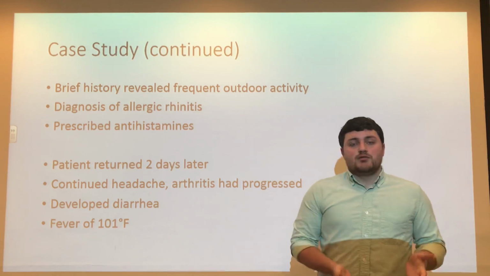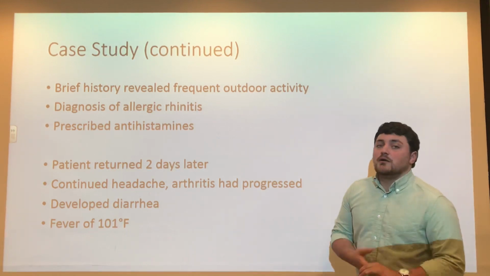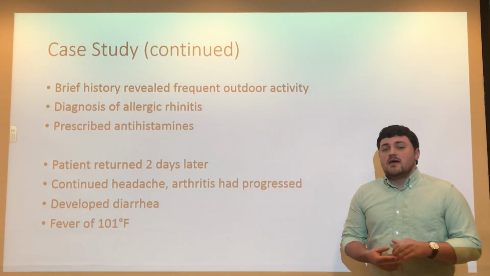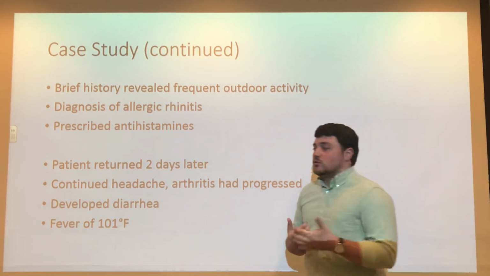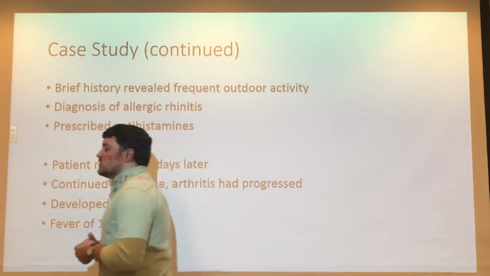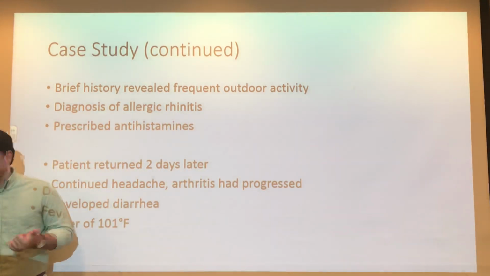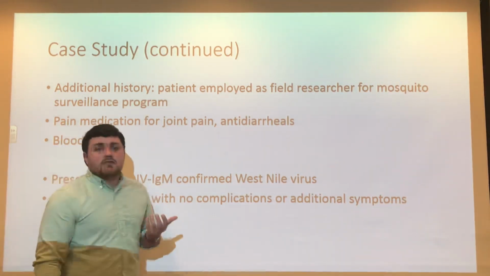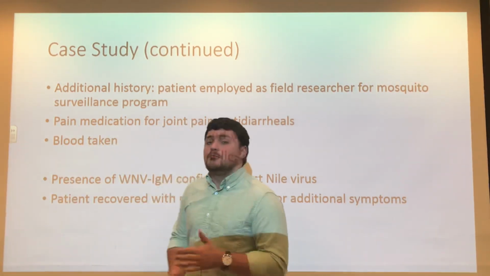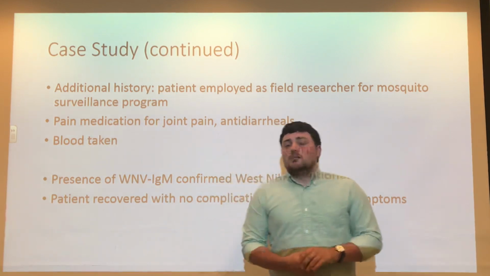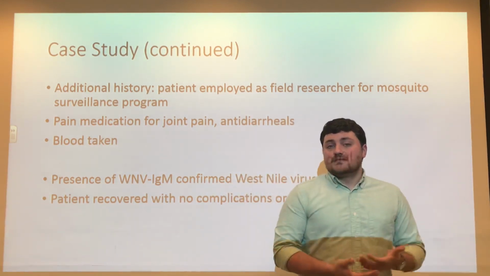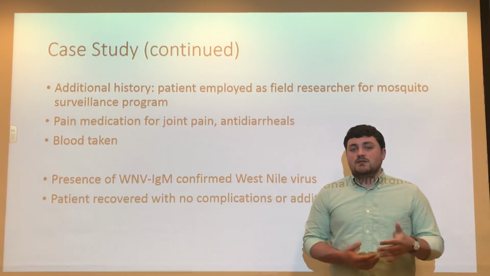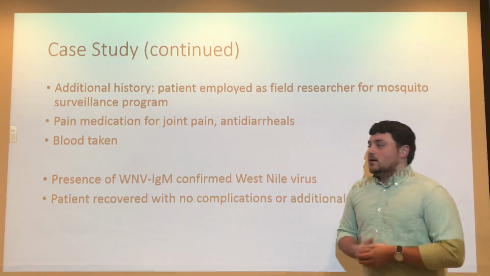Two days later, the patient returned, having developed a new symptom of diarrhea, and also saying that the headache had not gone away but had gotten worse, and that the arthritis in his joints had gotten much worse as well. At this point, his fever had risen to 101. A little bit more digging by the physician revealed that the man was actually employed by a local health department in a mosquito surveillance program where he was frequently outside in areas with high numbers of mosquitoes.